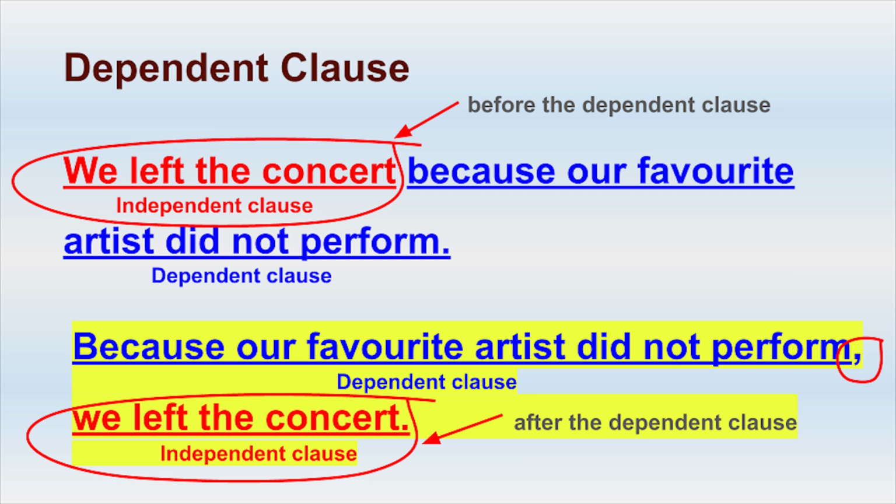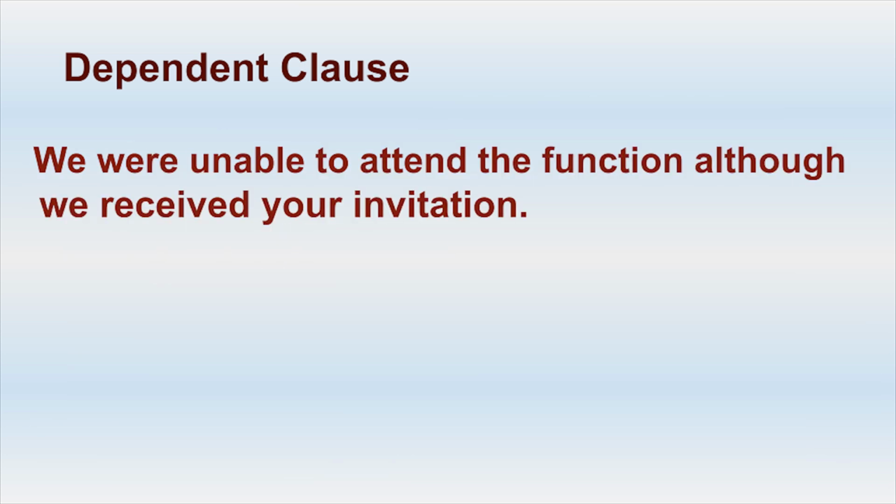Because our favorite artist did not perform, we left the concert. Notice that a comma is used to separate the clauses. Here's another example. We were unable to attend the function, although we received your invitation.